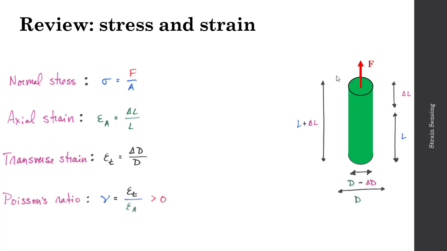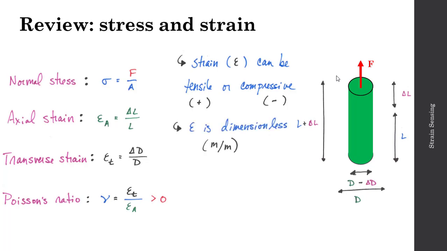These two terms together define Poisson's ratio. So Poisson's ratio says that nu is equal to the transverse strain divided by the axial strain. And that ratio is always greater than 0 and less than 0.5. A few key points to note. One is that strain can be tensile or compressive, and a tensile strain is denoted as positive, and a compressive strain is denoted as negative, and that strain is dimensionless.